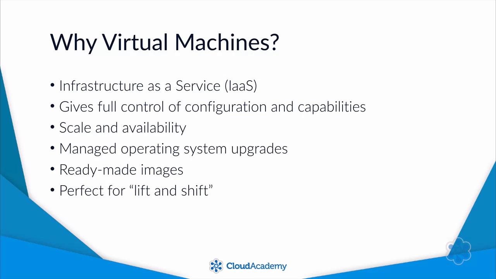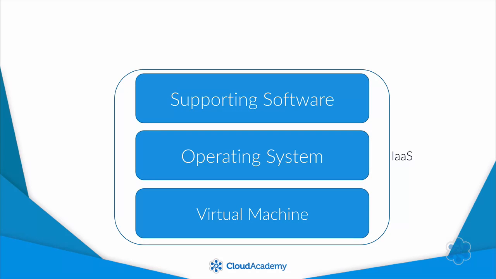Virtual machines are also perfect for lift and shift scenarios, situations where you have some software installed on a local premise machine and you wish to host it in the cloud with minimal re-architecture or redesign. Let's have a look at a typical IaaS configuration. An infrastructure as a service offering will provide you with a virtual machine pre-configured with an operating system and optionally some software installed on top.